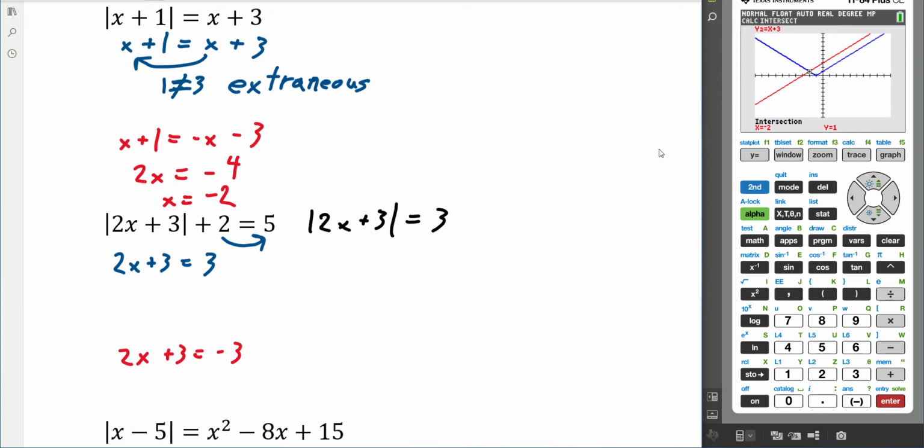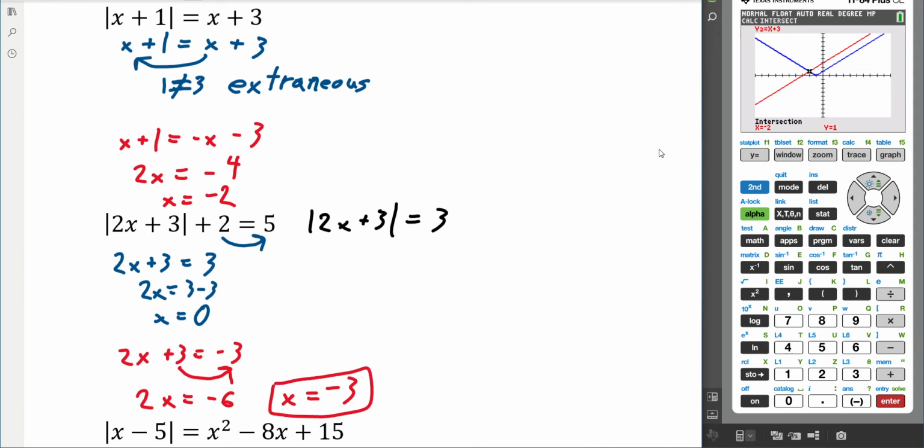Okay, so now what we can do is this blue situation, we're going to solve for x. So we're going to move the 3 over, so we're going to have 2x equals 3 minus 3, which simplifies to 0, and 0 divided by 2 is still 0. Okay, looking at this next case, we can move this over, which then gives us negative 6 on this side. So 2x equals negative 6. So then we can move the 2 over, so we get negative 3 is our final answer here.